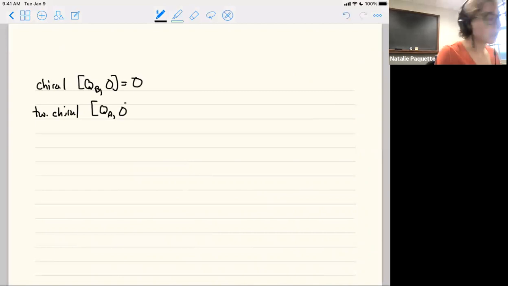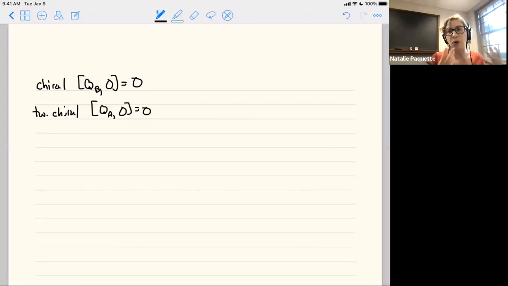An operator is called chiral if it's annihilated by QB, and twisted chiral if it's annihilated by QA. In particular, the lowest components of the chiral and twisted chiral multiplets turn out to be operators in the cohomology of this type, but it's kind of a misleading name because you can consider more general operators. But anyway, this is just the name of operators that are closed with respect to the two supercharges that we're working with.